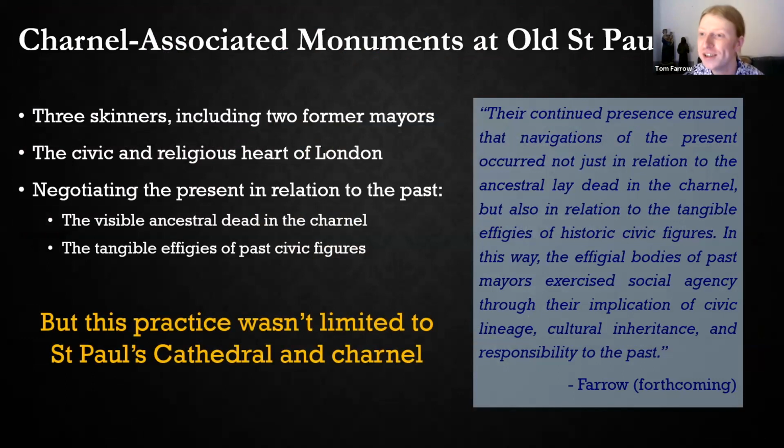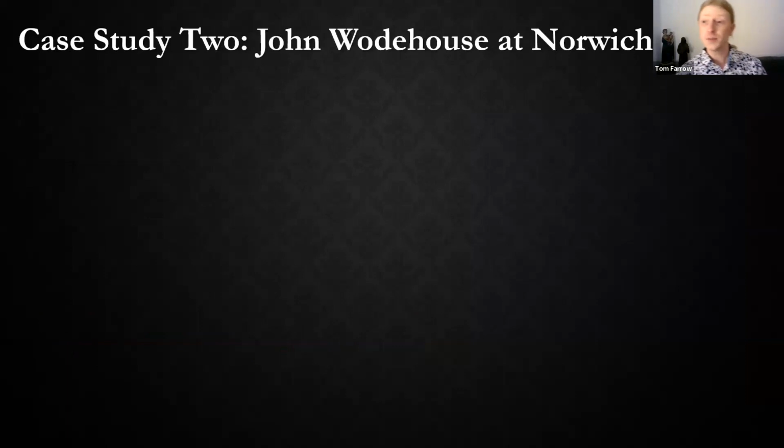So we have really strong civic and site-specific reasons why burial in St. Paul's Charnel would have been advantageous or desirable for these individuals. But this wasn't just happening at St. Paul's, this was happening elsewhere as well. So we need something more than site-specific reasoning to really get to the bottom of this. So let's move to another case study, John Woodhouse at Norwich.